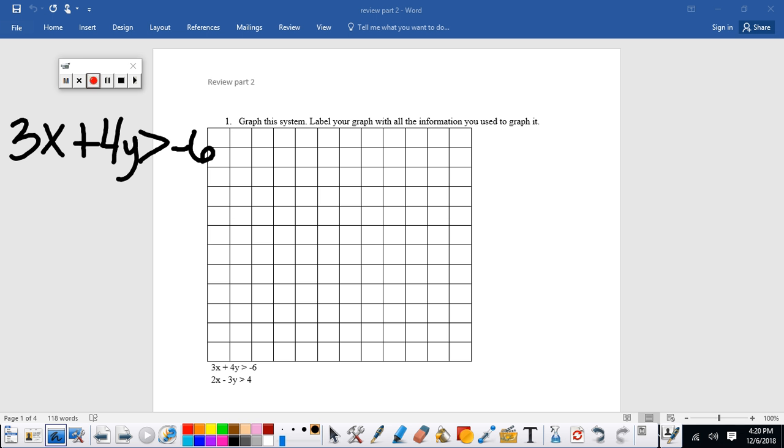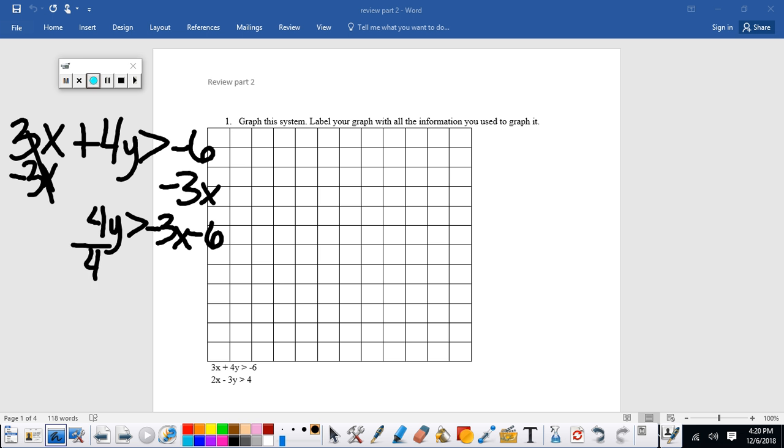But anyway, first thing you want to do is solve for y. So you're going to do minus 3x. So you have 4y greater than negative 3x minus 6. And then you're going to divide by 4, so you can leave the y by itself. So you have y greater than negative 3 over 4x. And I'm going to turn this into a decimal. 6 divided by 4 is 1.5, so that I can easily find it on the graph.